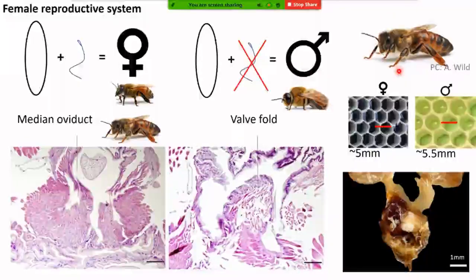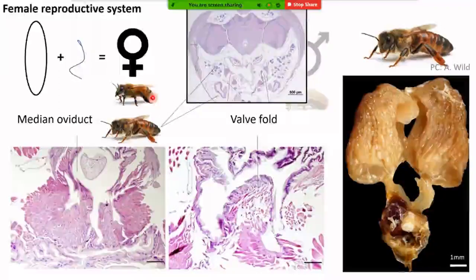So the queen will carefully inspect the cell before laying an egg. She will go in there with her legs and her antennae, and she will measure the distance of the cell. And if the cell is approximately 5 millimeters long, she will lay a fertilized egg that will then develop into a female bee. However, if the cell is slightly larger, and you can already see that drones are quite a bit larger compared to workers, so if the cell is around 5.5 millimeters, the queen will opt to lay a non-fertilized egg. So that's the way the castes between females and males are decided.